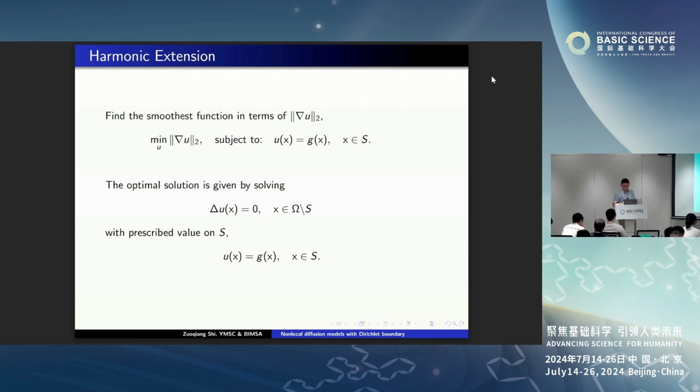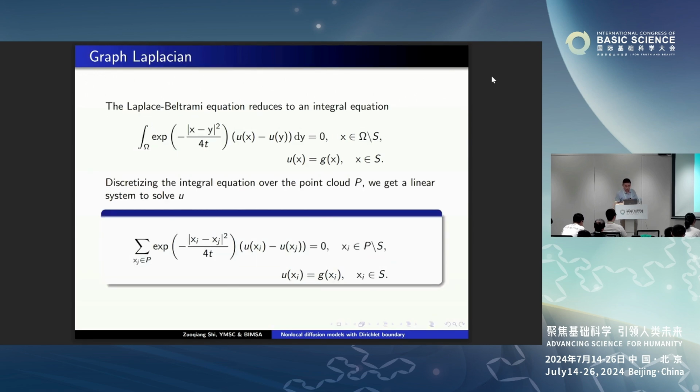But now we need to solve it in a high-dimensional unstructured point cloud. It's not so easy. One approach is the so-called graph Laplacian, which is widely used in the machine learning community. In the graph Laplacian, they use an integral operator to approximate the original Laplacian operator. Then you get these non-local diffusion models. But in this method, they impose the Dirichlet boundary condition directly without any modification. But if you want to solve this integral equation and only impose the Dirichlet boundary condition directly, it does not make sense.